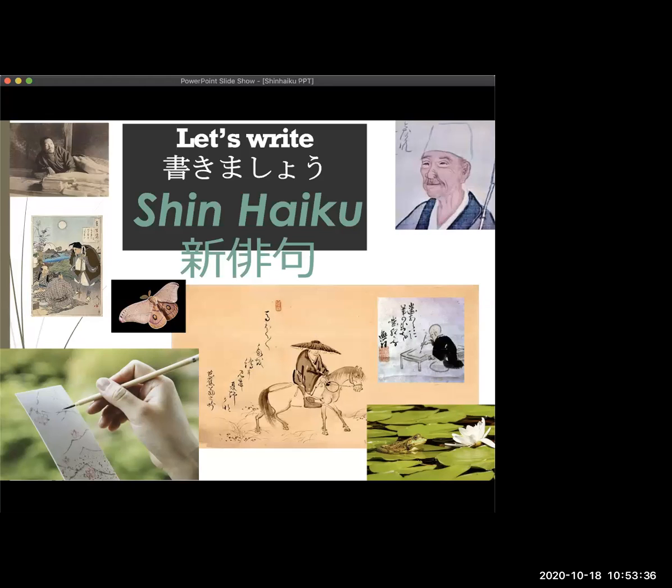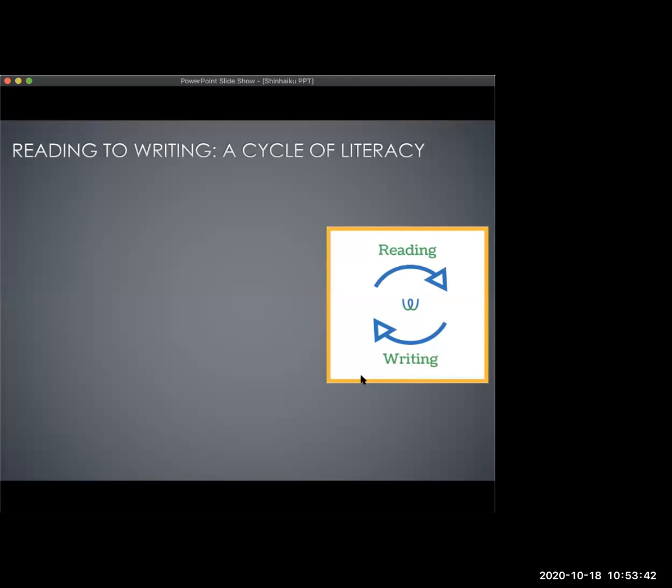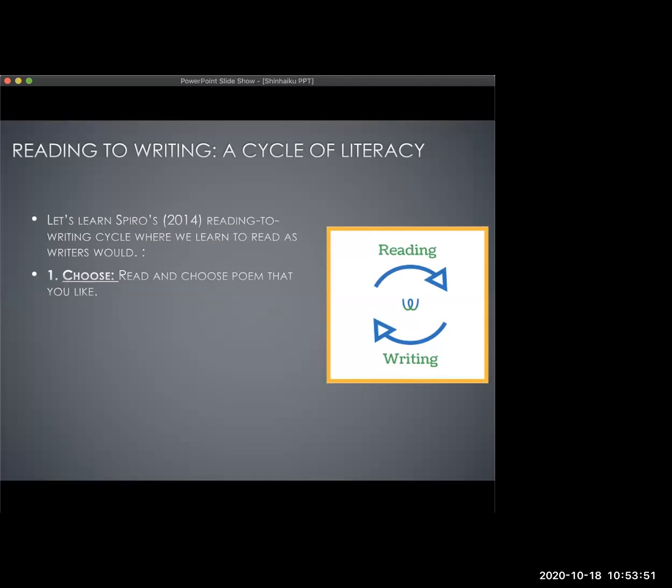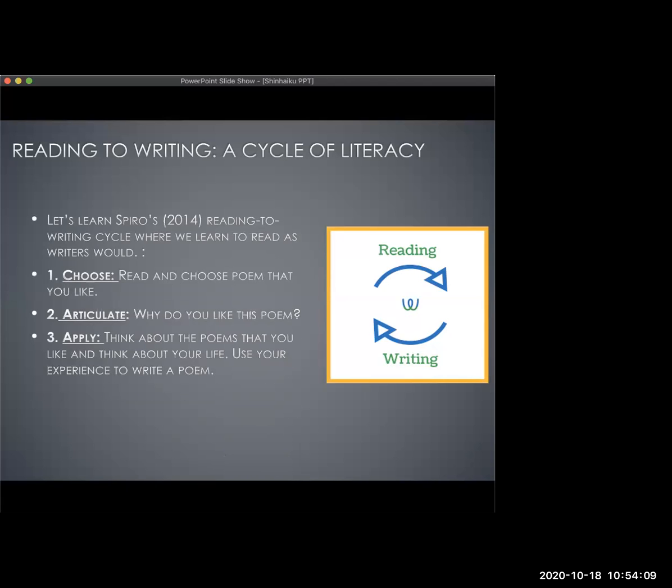Ready? Good morning, everyone. So let's write a shinhaiku today. First, we're going to do a reading to writing cycle in four parts. The first part of our lesson today, we're going to read some poems that other Japanese students have written. Okay, so they are second language English writers, just like you. And then we're going to say, why do we like these poems? So, I like this poem because... Okay, then we'll think about those poems, think about your experience, and then let's write a poem. And last, we're going to think about it and talk to a partner about our poem.